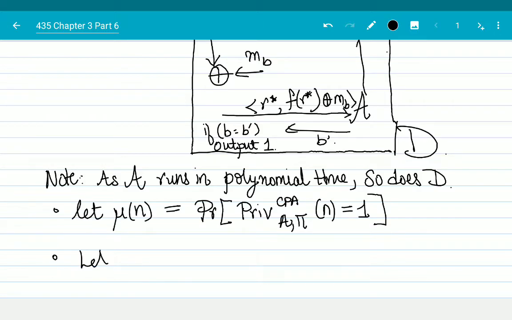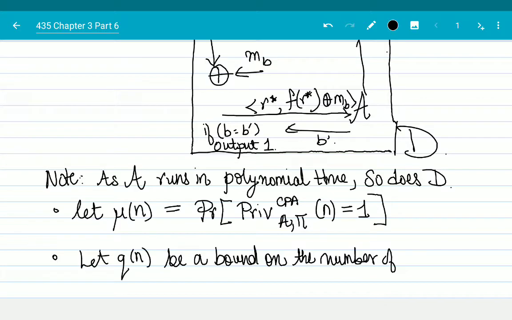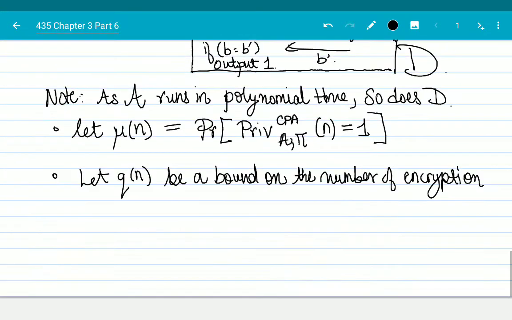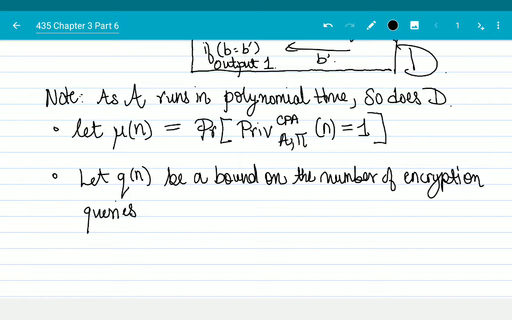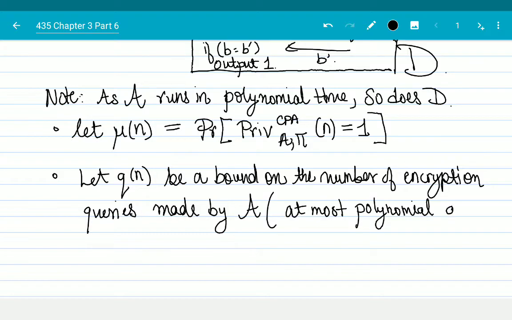And let Qn be a bound on the number of encryption queries made by A. And as we mentioned, it is at most polynomial, as A is a PPT attacker. Okay.